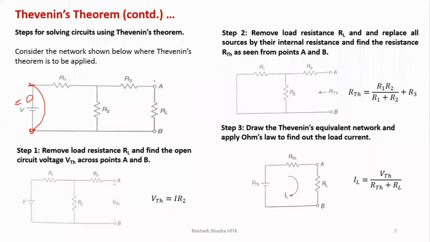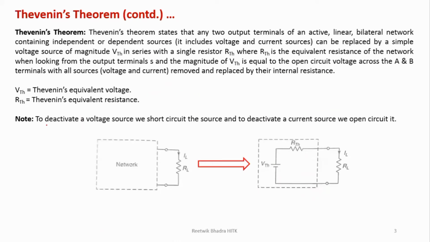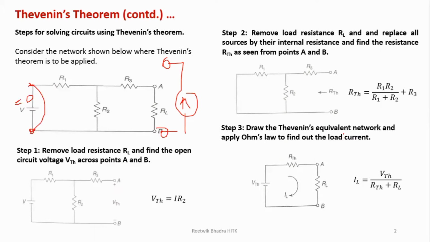And if a current source is there, I will open circuit these terminals. If a current source is open, current can't flow because current always flows in a closed circuit. So that is the note given over here. How to deactivate a voltage source? We have to short circuit the source, and to deactivate the current source, we have to open circuit it.